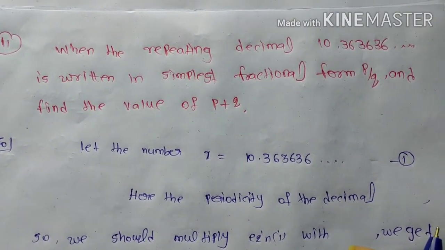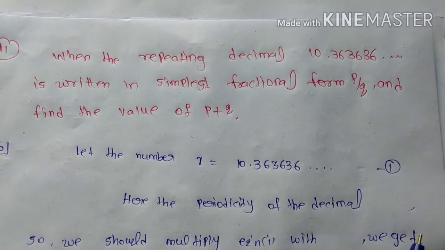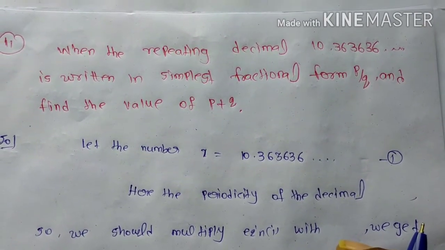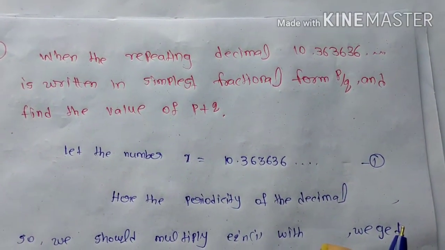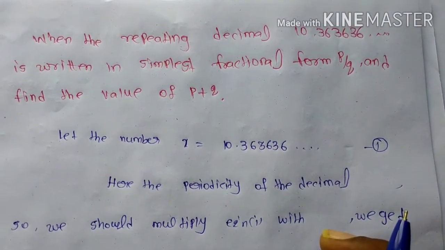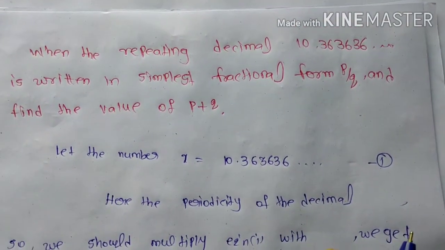Now you can see here exercise 1.3 question number 11. When the repeating decimal 10.363636 is written in simplest fractional form p by q, find the value of p plus q.